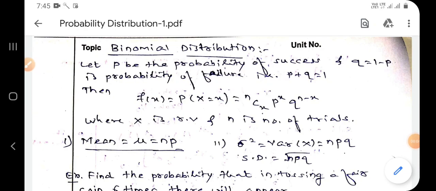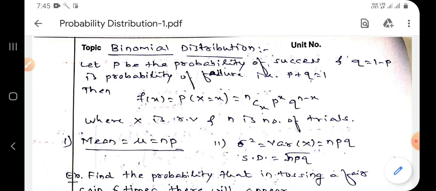Let us start binomial distribution, one of the concepts in probability distribution. So, the output of today's video: we have to understand the complete concept of binomial distribution and we have to solve minimum 10 problems on it.